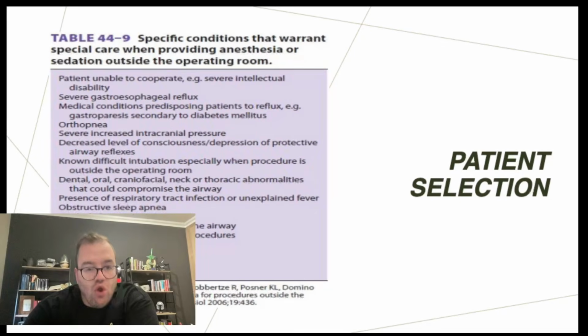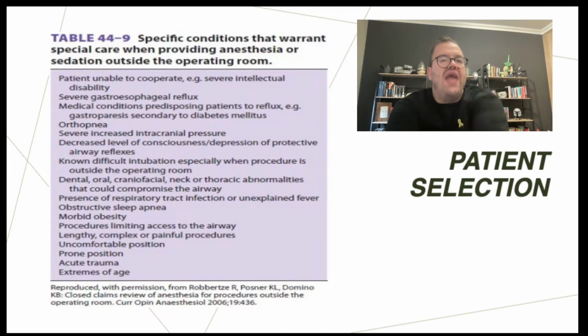So what is most important here, guys, is that we have correct patient selection. So there are specific conditions or patient states that require special care in non-operating room anesthesia. Number 1, if the patient is unable to cooperate and has severe intellectual disability, they won't understand sedation and instructions, often will need a GA. If they've got severe gastroesophageal reflux, they may be an aspiration risk. If they've got other medical conditions making them an aspiration risk. If they have orthopnea, so they can't lie flat, they get short of breath. If they've got severe raised ICP, you need to control their carbon dioxide. You can't sedate them if they've got a raised ICP and they build up CO2 and their intracranial pressure worsens. And we'll discuss all of that on Monday.